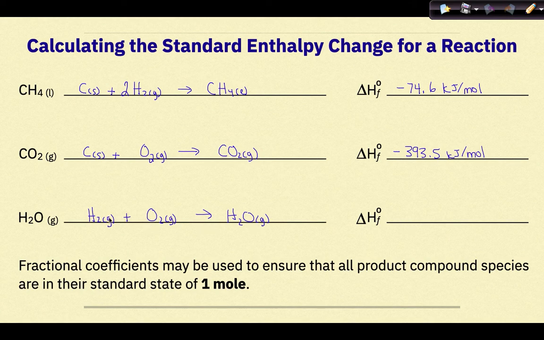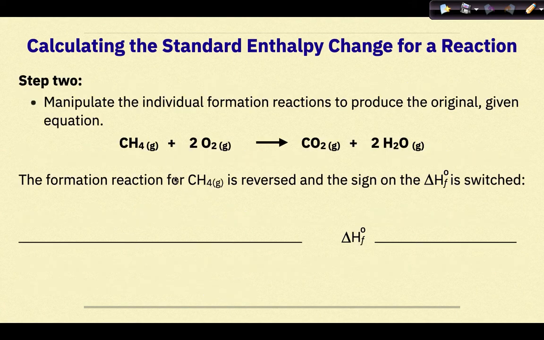So let's go back. 2 hydrogens, 1 oxygen. So I have to put a 1/2 in front of this. And then the heat of formation is negative 241.8 kilojoules per mole. So fractional coefficients may be used to ensure that all product compound species are in their standard state of 1 mole. Absolutely super critical that everything is 1 mole as a product. So now we have all these heat of formation reactions.